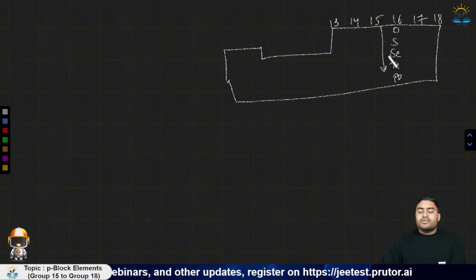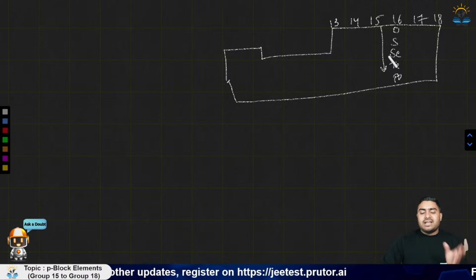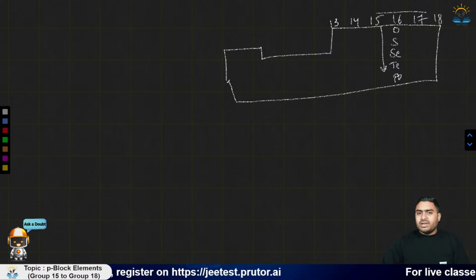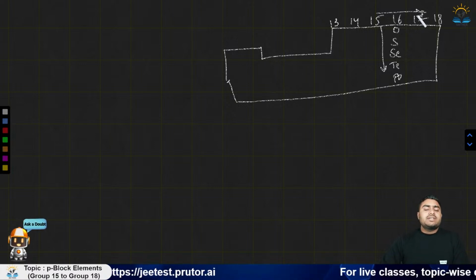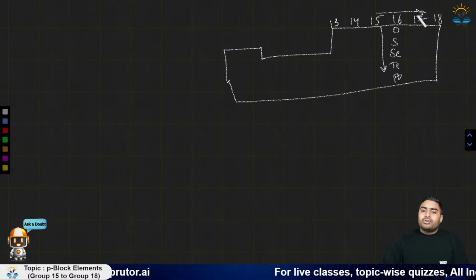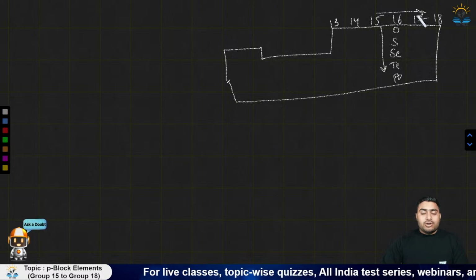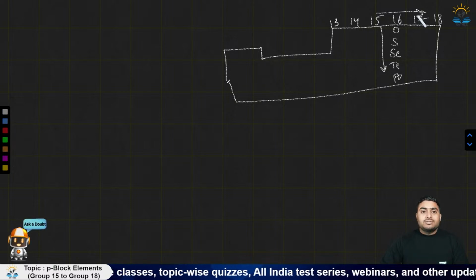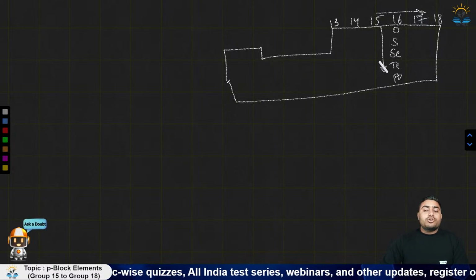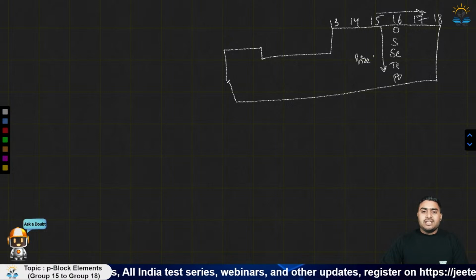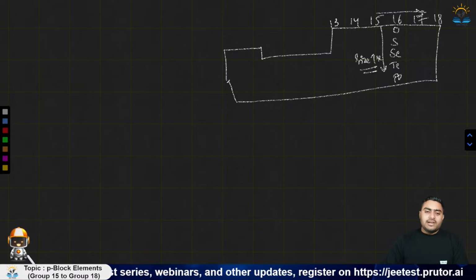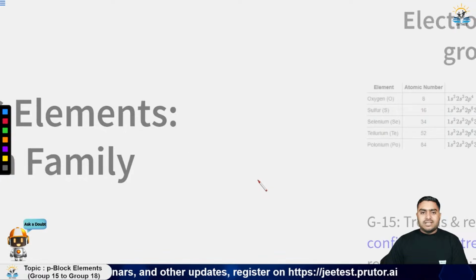Moving top to bottom, size will increase; left to right, size will decrease, you know very well, right? Size decreases due to increase in effective nuclear charge. Top to bottom, ionization energy definitely decreases because size increases, and ionization enthalpy is inversely related to size. So let's discuss these important points.